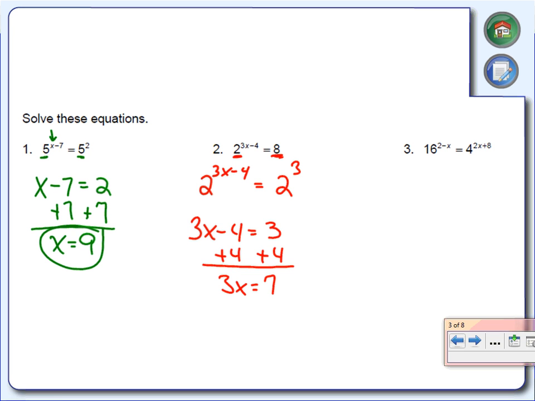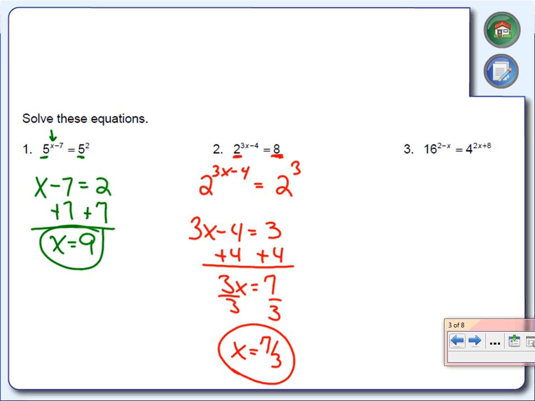Divide by 3. And what do you get when you divide by 3? Now, we got a choice here. We can do a decimal or we can do a fraction. I prefer the fraction. What would the fraction be for 7 over 3? Can I reduce 7 over 3? No. So we would leave it as 7/3. So the solution to number 2 here is 7/3.